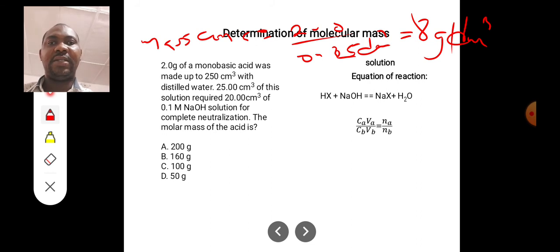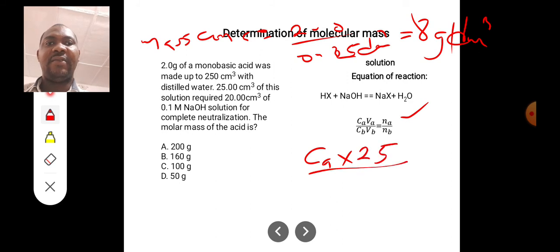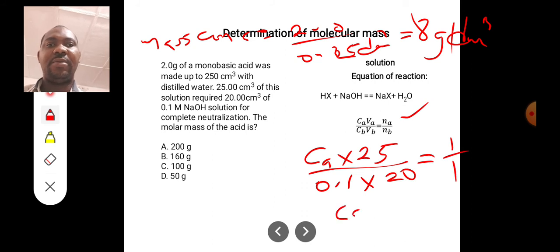So we can use the formula now to find the concentration of the acid. Concentration of acid, times the volume of the acid, which is 25 from the question, divided by the concentration of the base, 0.1, times the volume of the base, 20, and the number of moles of acid to base is 1/1. So if we cross multiply, we get 0.1 times 20 divided by 25. So the concentration in mole per dm cube is 0.08.